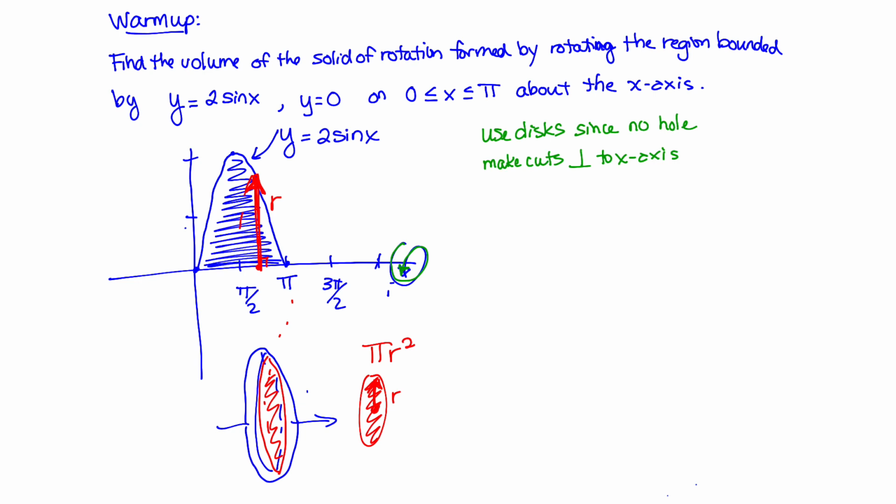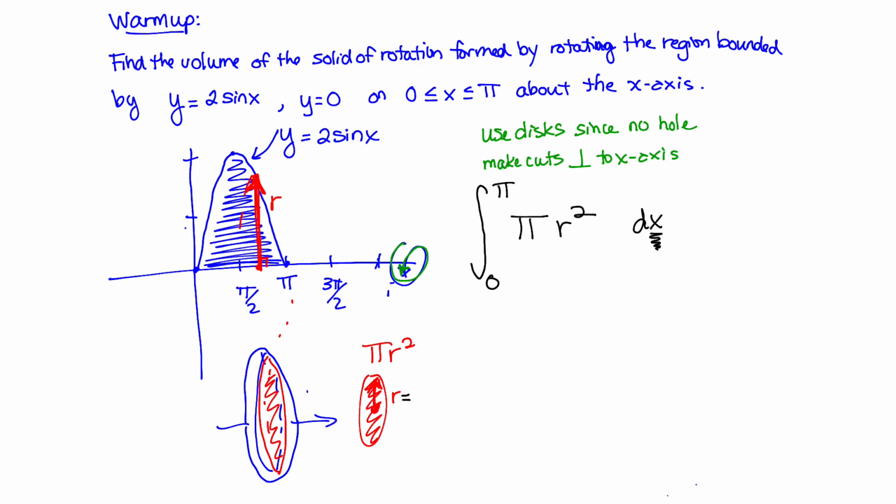So when we go to set it up, what are we integrating with respect to? Do you guys get dx, right? Yeah. Integrating with respect to x. And that variable has to match your limits. So what limits do we got on there? 0 to pi? Pi r squared.